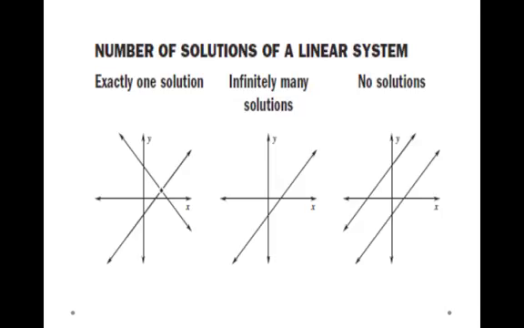So here's what it looks like. If we are to graph to solve, if the two lines intersect, you've got a single solution. If one line graphs just right on top of the other, you have infinitely many solutions. And if there are two parallel lines, there are no solutions.